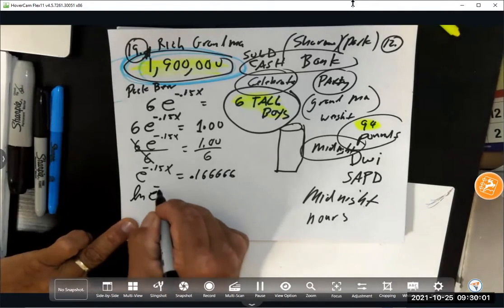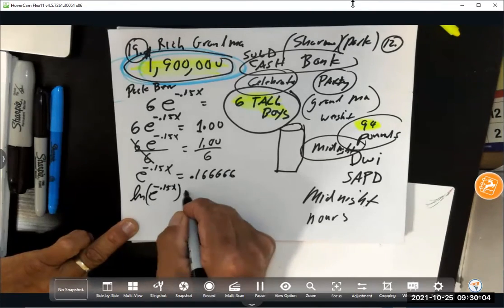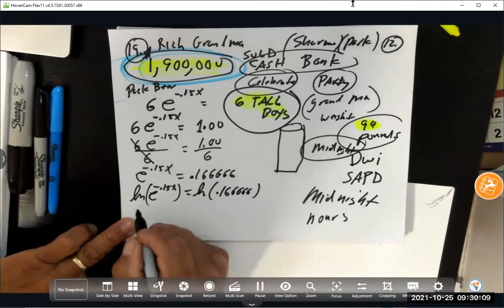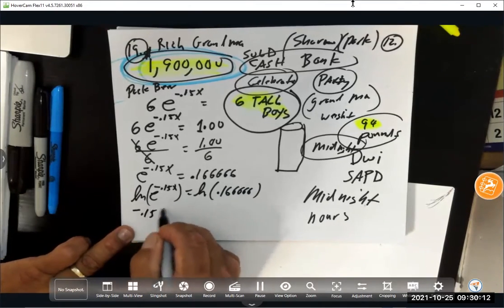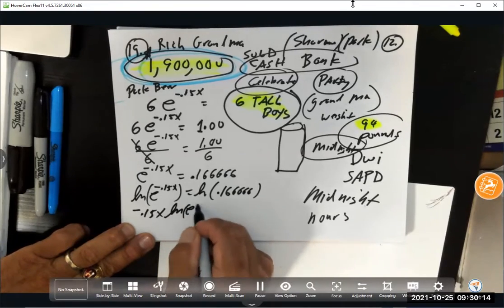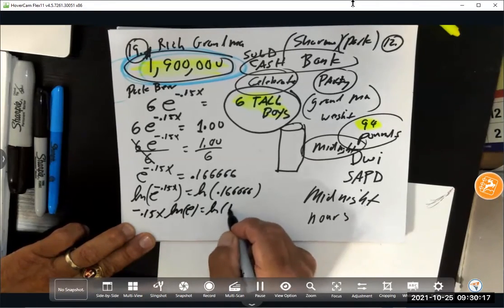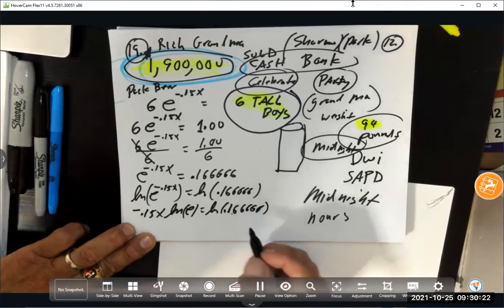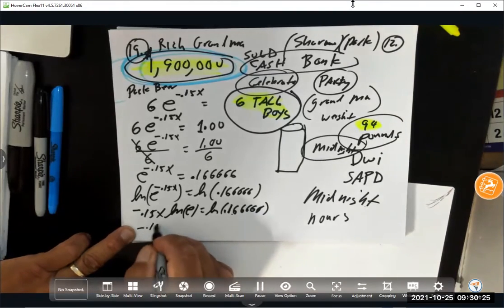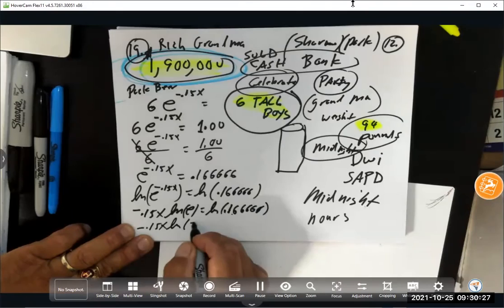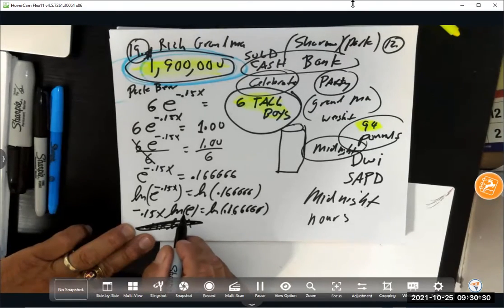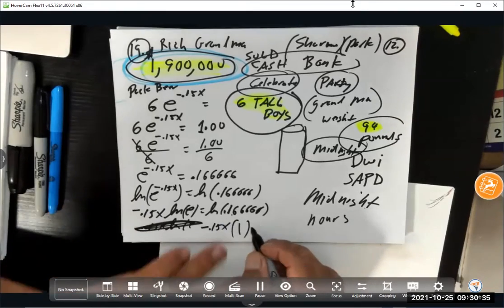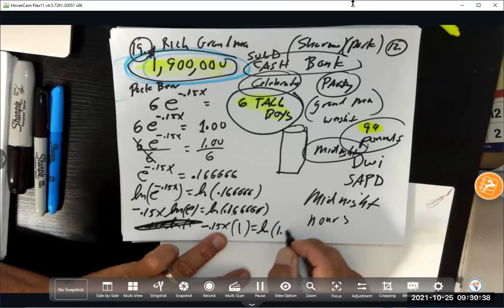Take the ln of the left side and take the ln of the other side. So now we have negative 0.15x times ln of e equals ln of 0.16666. Is that right? 1, 2, 3, 4, 5. Okay, now I'm going to divide this side by, oh, you know what? Is that a 1? Can I say that's negative 0.15x times 1? Is that okay? Yes.